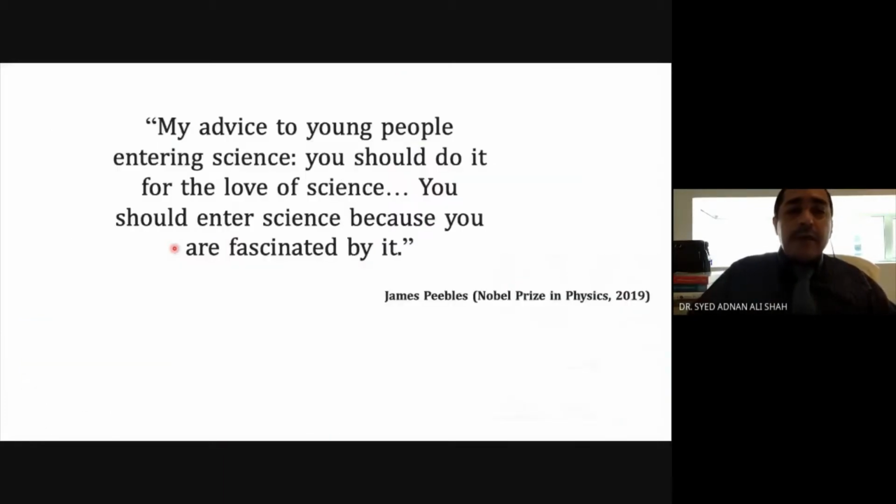I will start my talk with a quote from James Peebles: my advice to young people entering science: you should do it for the love of science. You should enter science because you are fascinated by it.